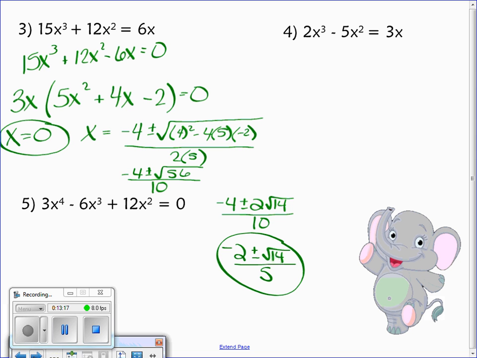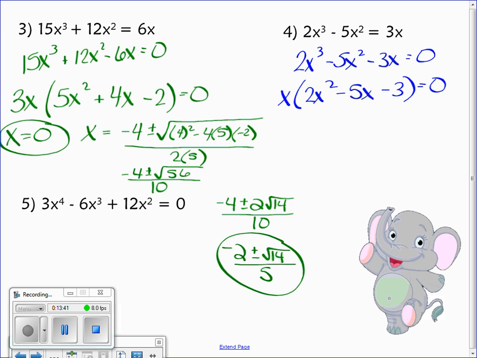All right, let's try number 4. What do you want to do first? Move the 3x. So 2x cubed minus 5x squared minus 3x. Take out an x. All right, so we have 2x squared minus 5x minus 3. Plus minus.